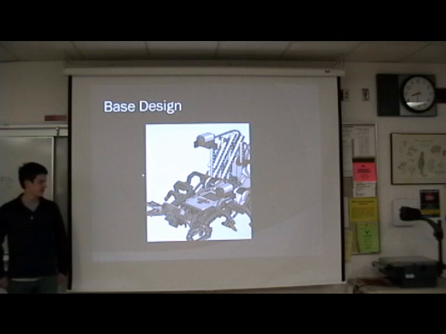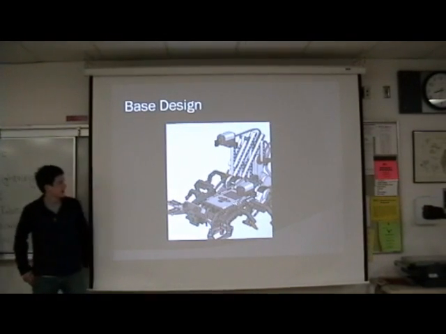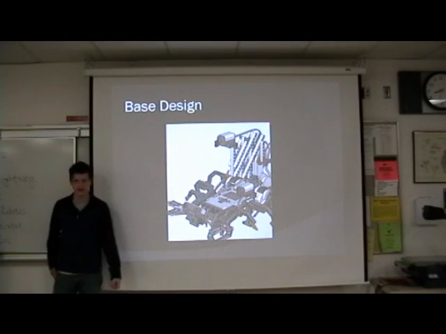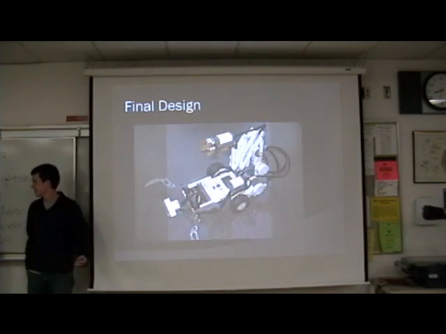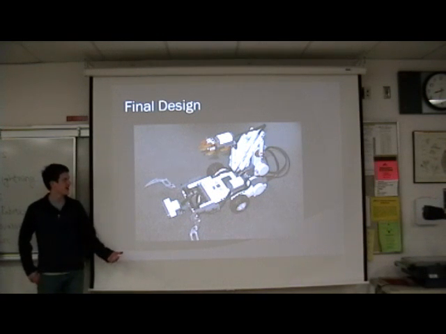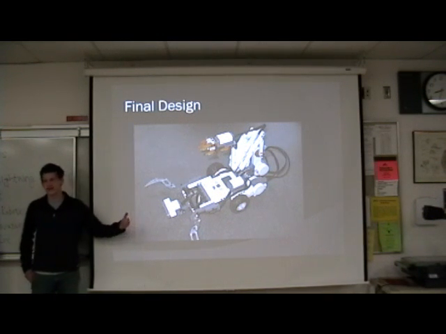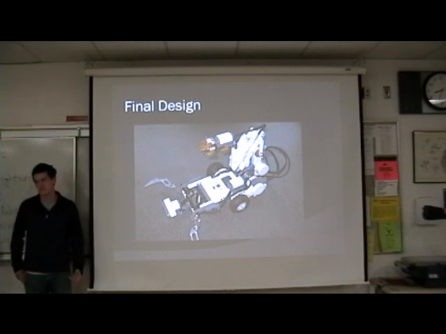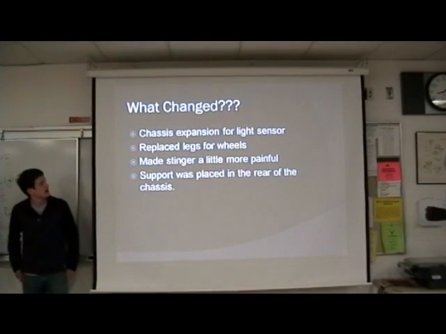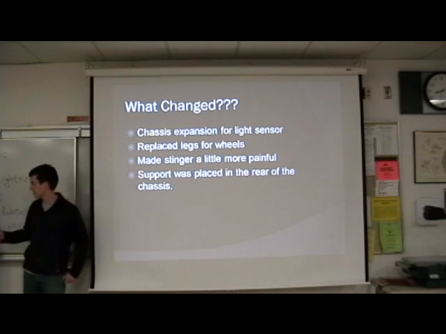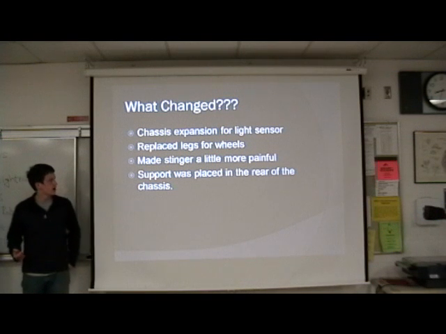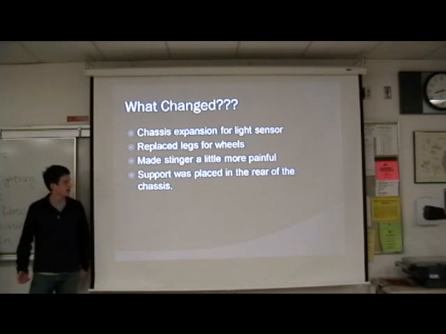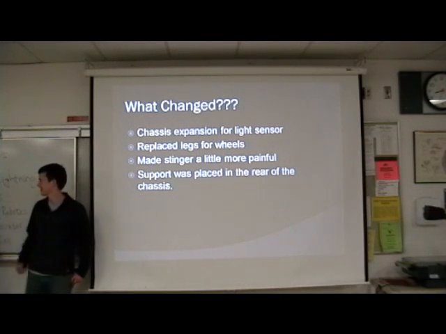This was our base design. We built it with the legs and with only a rubber thing on the end of the touch sensor, but we thought that gets boring too quick, so we added wheels to make it go faster and something that looks a little bit more threatening than a rubber piece on the end. We changed the chassis to a little bit longer so we could get the light sensor in where we wanted it. We replaced the legs with wheels and made the stinger a little bit more painful, which was your idea.